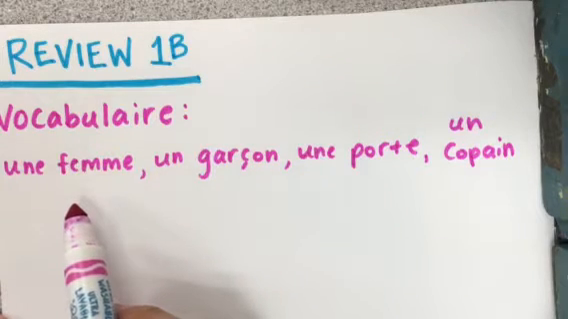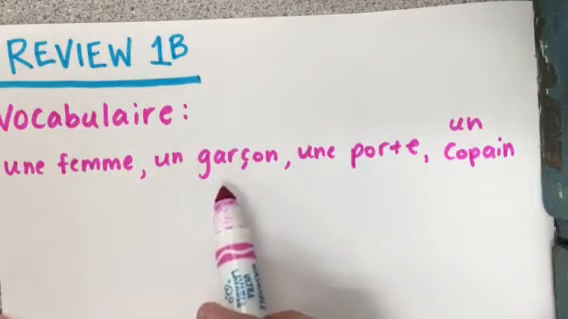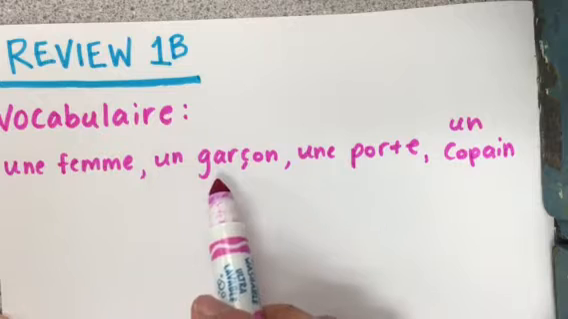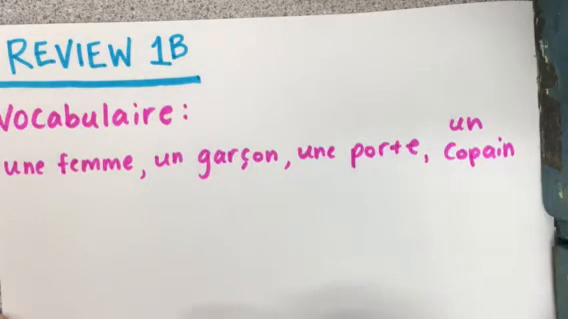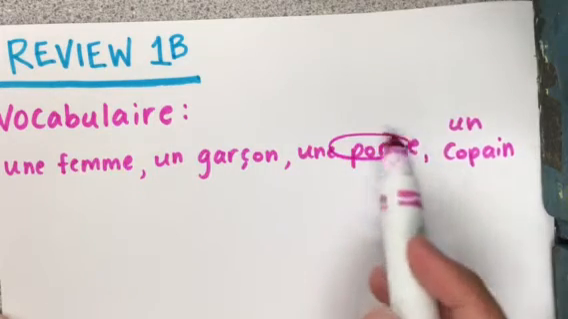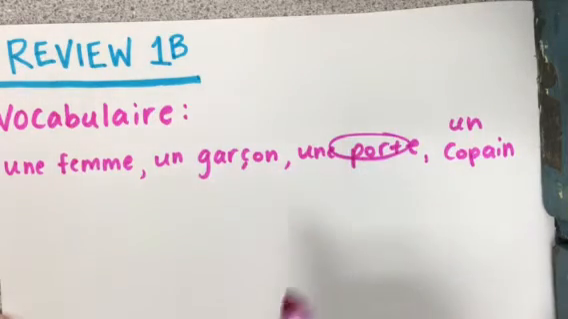Well, femme is a woman, garçon is a boy. I already know we're talking about people, right? And then un copain is a friend, une porte is a door, doesn't belong. Okay, so then I would choose une porte. That's the one that doesn't belong.